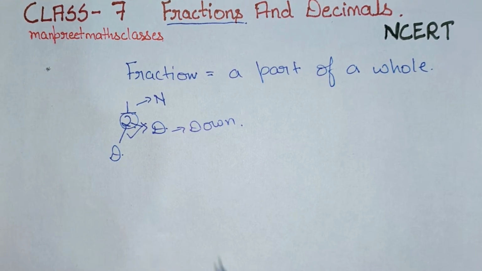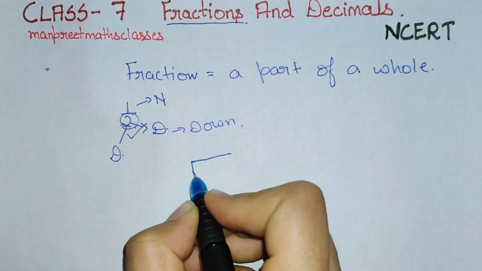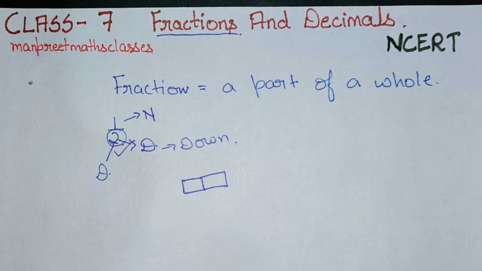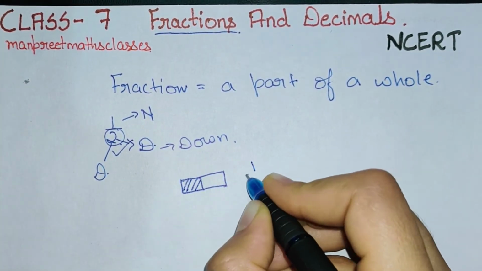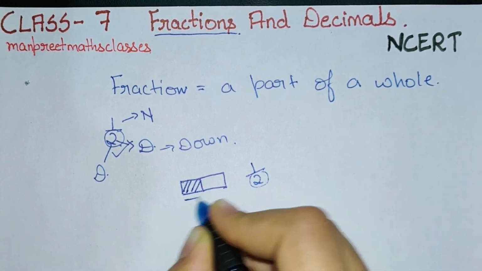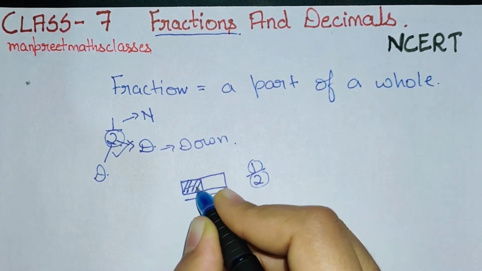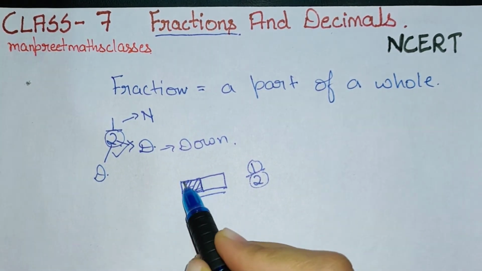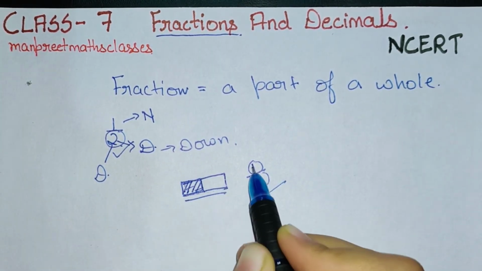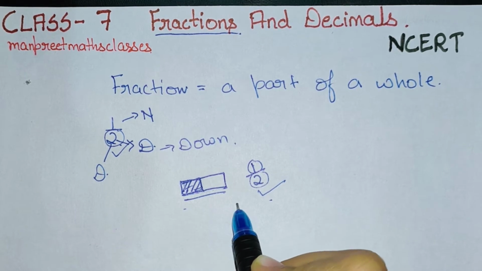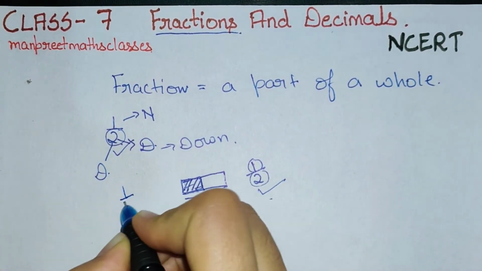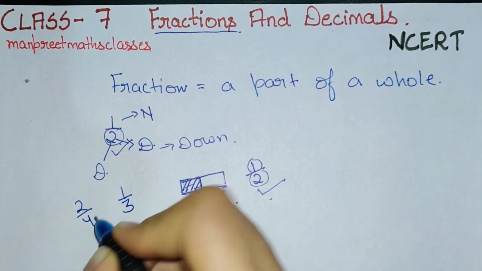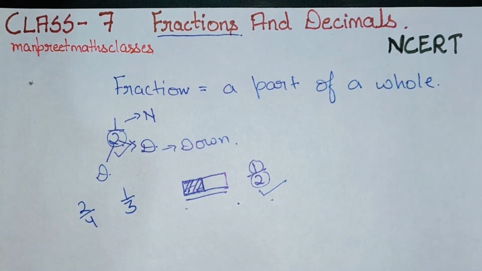Suppose you are having a rectangle and divided it into two parts. This means this one part is 1 by 2. 2 means whole and this 1 represents the shaded part. This part is half. This represents 1 by 2 of the whole figure. So this is how we represent fractions. Not only 1 upon 2, we can represent 1 upon 3, 2 upon 4. These all are fractions.